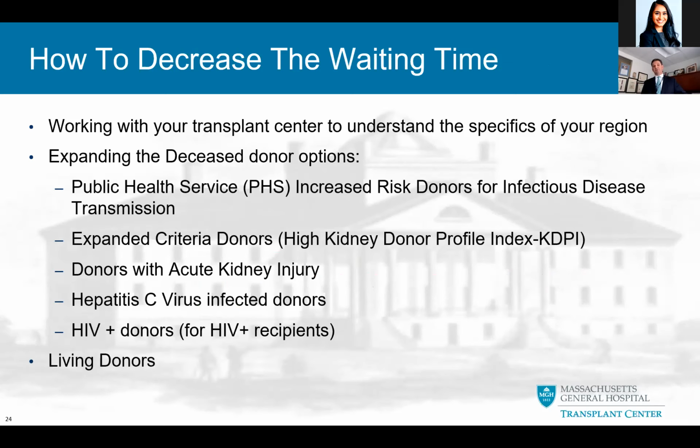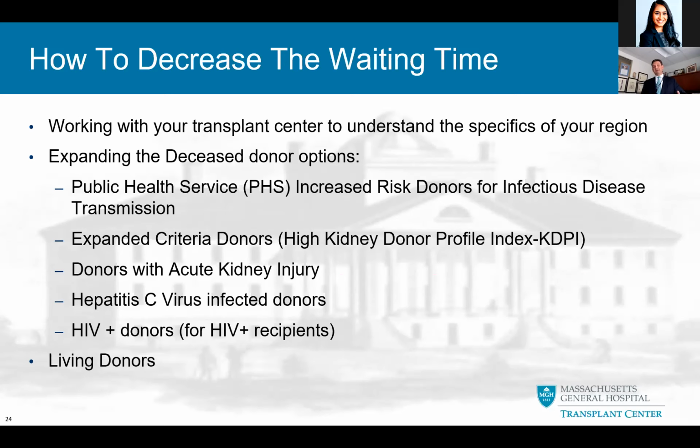So what do we recommend? There are ways to decrease waiting time. You've got to work with your own center to understand the specifics of your region and what's going on. There are many deceased donor options, as we talked about, decreased utilization of deceased donor organs. We talked a lot to our patients about the PHS increased risk donors. We've been using those regularly. The chance of transmitting disease is extremely low, and these are great opportunities.